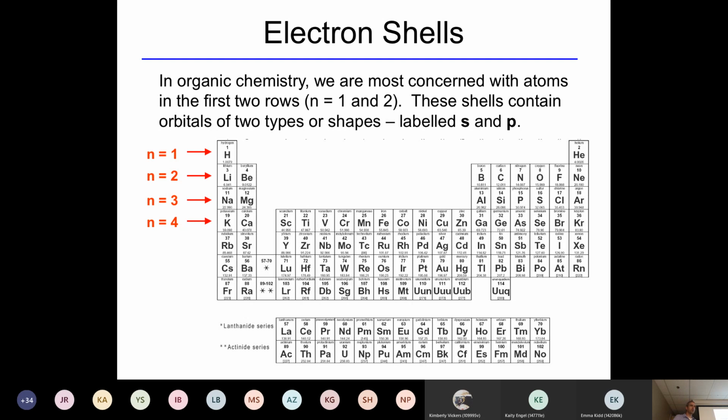Also, within one shell, you can have orbitals with different shapes. And these shapes, for the first 2 rows at least, are only 2 possibilities. There's s shapes, which are spherical, and there's p shapes, which are kind of like dumbbell shaped. There's a lobe on the top and a lobe on the bottom. We'll be looking at those a little bit too. The reason I can block off these top 2 rows of elements is these are the elements we're going to be most concerned with in organic chemistry.